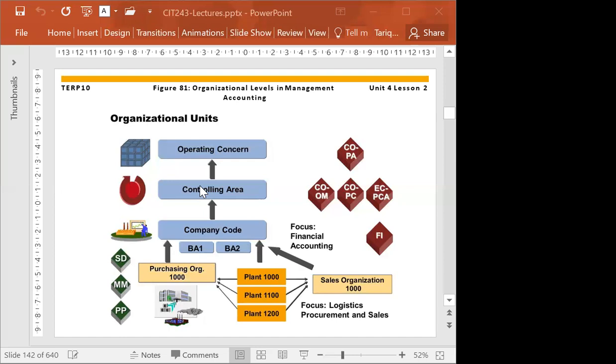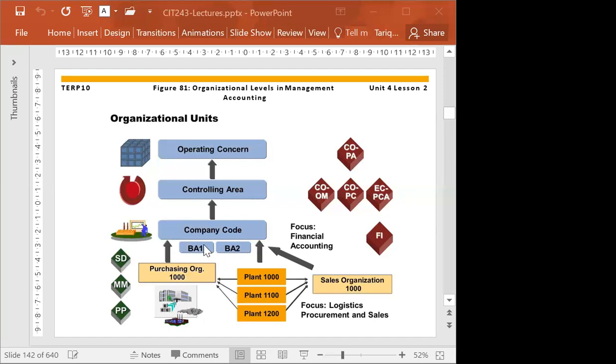Or maybe we have 3 divisions: one is the bicycle division, one is the motorbike division, one is the car division, and we want to see all 3 divisions separately. This is possible at this place, not at the company code level. We may have business areas, so 2 business areas in this company code. And by the way, one business area may have many company codes inside.